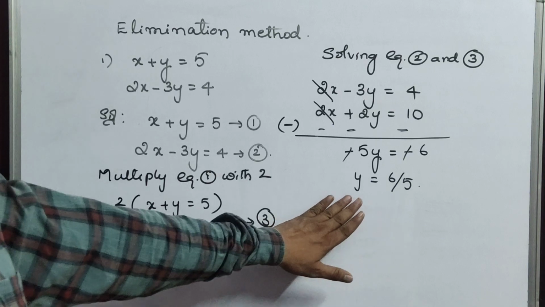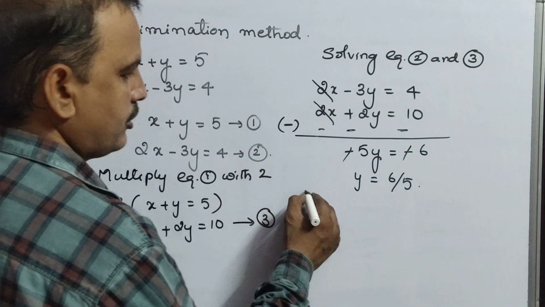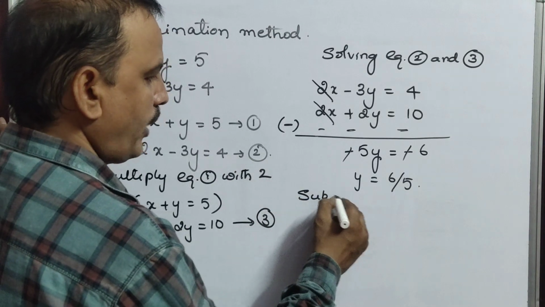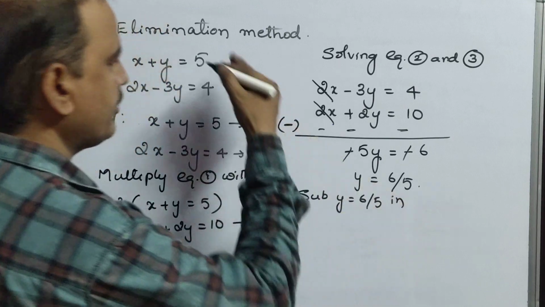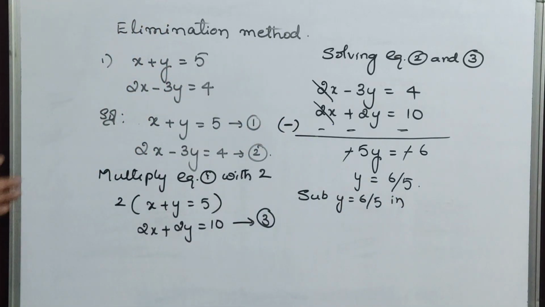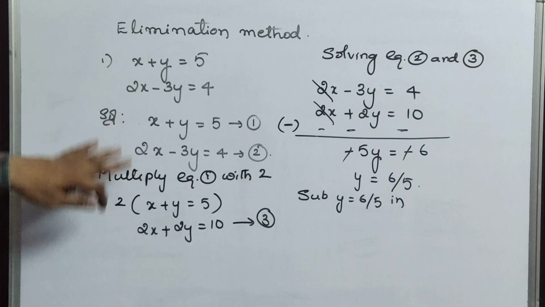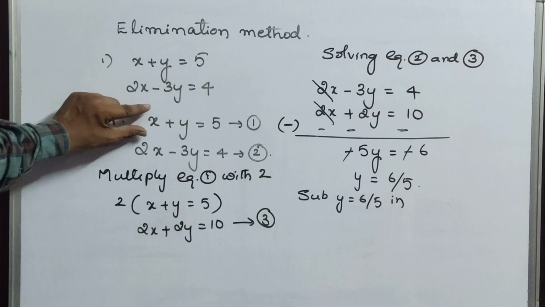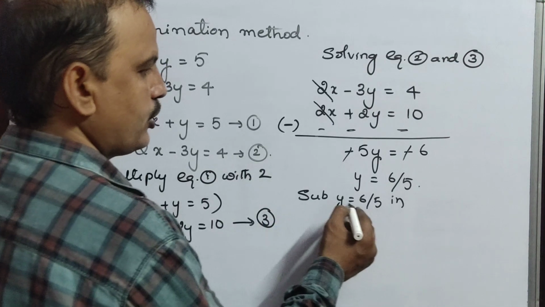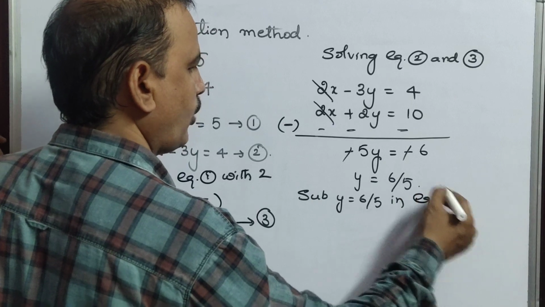Now you got the y value. Now what to do for the x value? Same. Substitute y equals 6 by 5 in any one of the equations, whichever you like, because we don't have the x value exactly. Whichever equation looks easy, you can substitute in that. Substitute in equation 1. Substitute y equals 6 by 5 in equation 1.